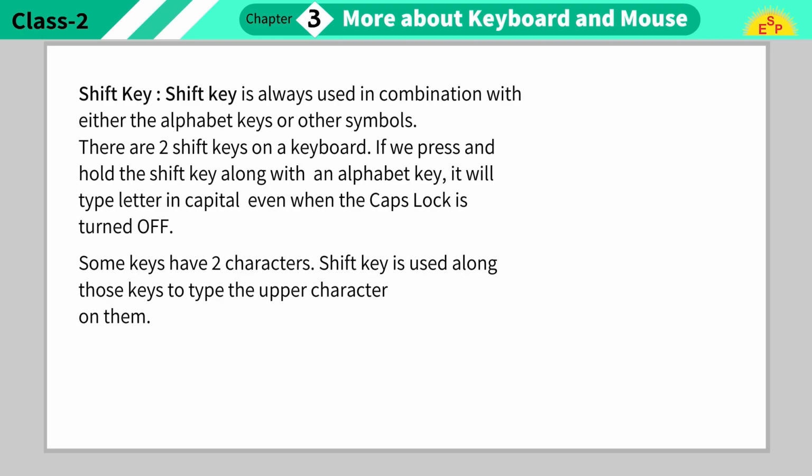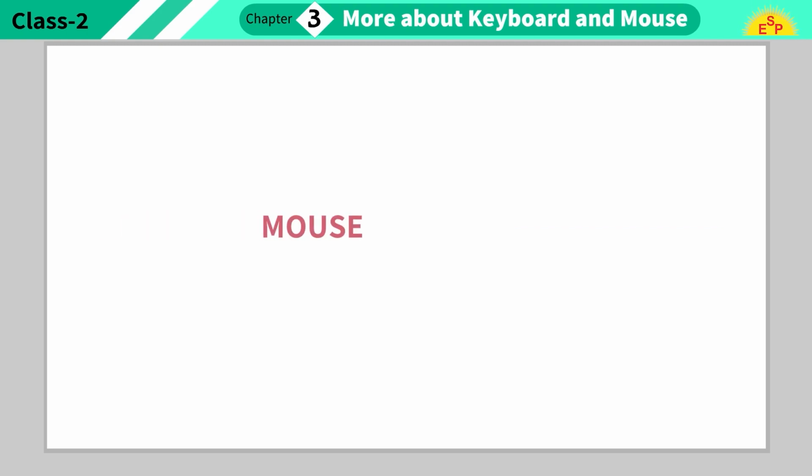Shift key. Shift key is always used in combination with either the alphabet keys or other symbols. There are 2 shift keys on a keyboard. If we press and hold the shift key along with an alphabet key, it will type the letter in capital even when the caps lock is turned off. Some keys have 2 characters. Shift key is used along with those keys to type the upper character on them.